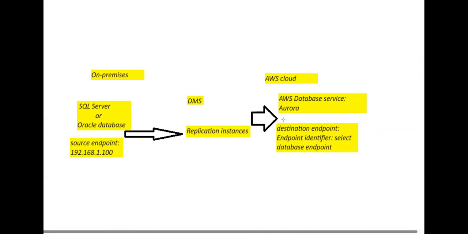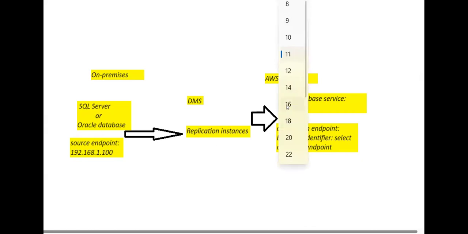In order to perform this migration by using Database Migration Service, you need to create the source endpoint, you need to create the destination endpoint, and you need to create the replication instances, and then only you can perform this migration. So by using what option can we perform this migration? You have an option.